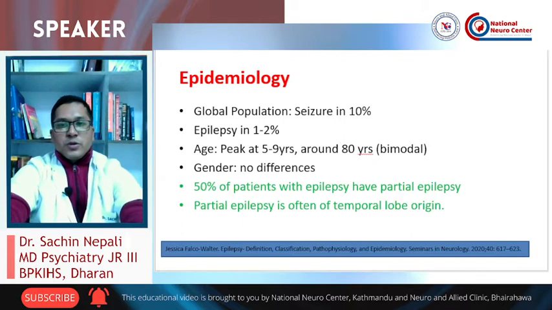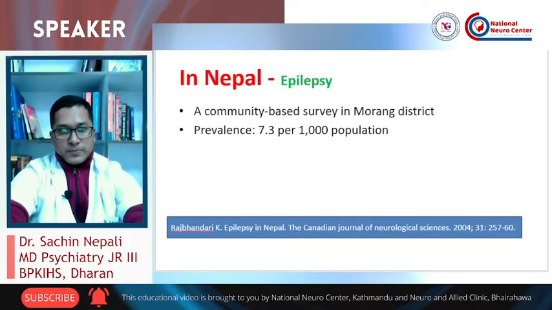What is the epidemiology of seizure? Globally, seizure is seen in 10%, and epilepsy prevalence is around 1 to 2%. Age-wise, there is a peak at 5 to 9 years and around 80 years, that is the bimodal age presentation. There is no significant difference gender-wise, and 50% of patients with epilepsy have partial epilepsy, and partial epilepsy is often of temporal lobe origin.